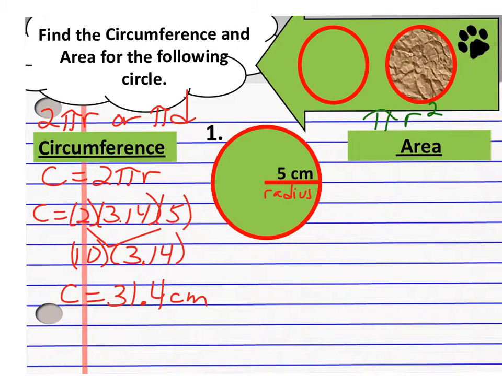Now on the other side, you have only one formula. Area equals pi r squared. Please copy it down. Now, they gave us a radius, so we're ready to go. Area equals 3.14, and that's the r times itself. So I'm going to go ahead and write 5 times 5. 5 times 5 is 25. So that is 25 times 3.14.